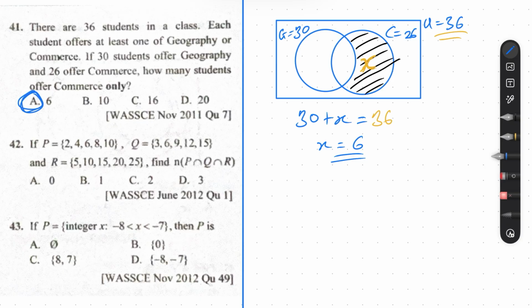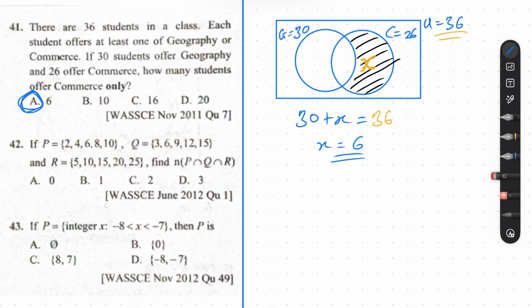Let's move on to question number 42. It says if P is equal to this set, Q is equal to this set and R is equal to this set, find the number of elements in P intersection Q intersection R. So P intersection Q intersection R means the elements that are common to P, Q and R.